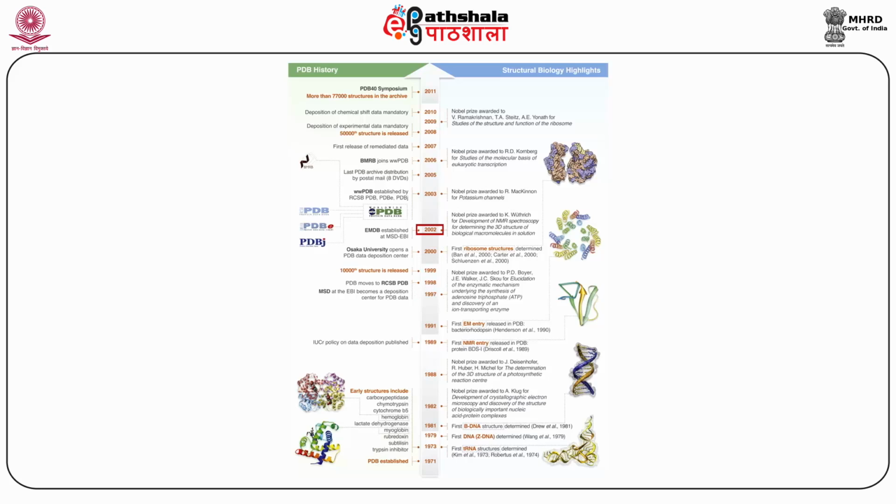In 2002, Wüthrich received the Nobel Prize for the development of NMR spectroscopy for determining the 3D structures of biological molecules in solution. In 2003, MacKinnon deposited the structure of the potassium channels, and he received the Nobel Prize in 2003. In 2006, Kornberg received the Nobel Prize for studies on the molecular basis of eukaryotic transcription. The Nobel Prize in 2009 was awarded to Ramakrishnan, Steitz and Yonath for their structural and functional studies of the ribosome, and they have deposited a large number of ribosome structures in the PDB.